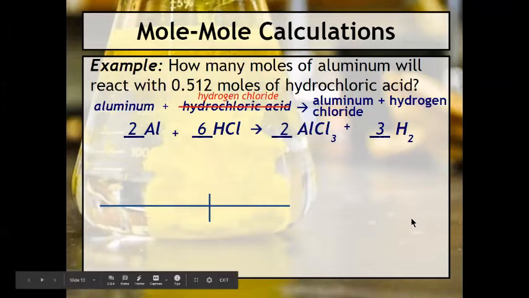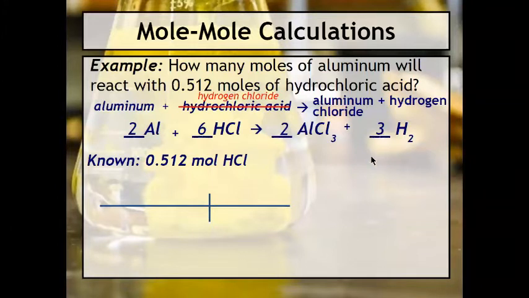Well, I got to have my known, which is my 0.512 moles of hydrochloric acid. That's from the equation up there. Then I got to have my unknown, the question mark of aluminum. What's it going to be? It's not going to be 2 like in the reaction, right? Because hydrochloric acid was 6. It's not 0.5. Well, what would it be?